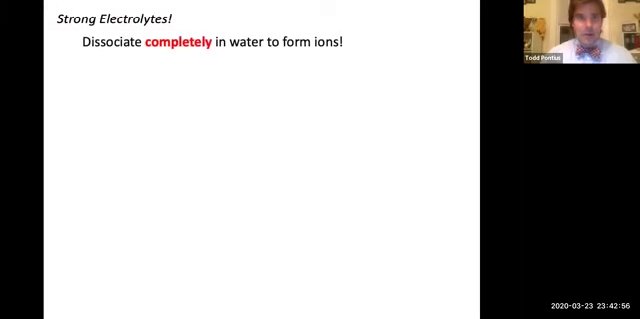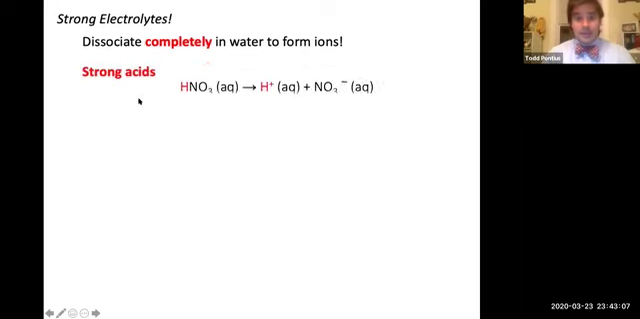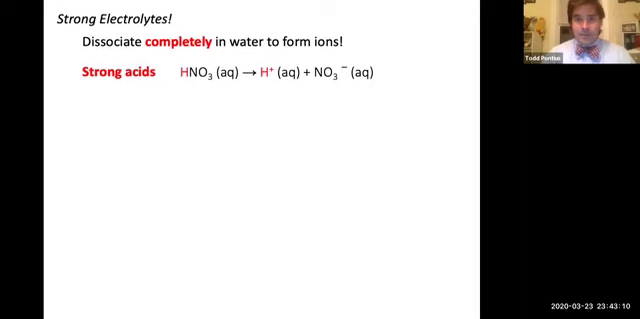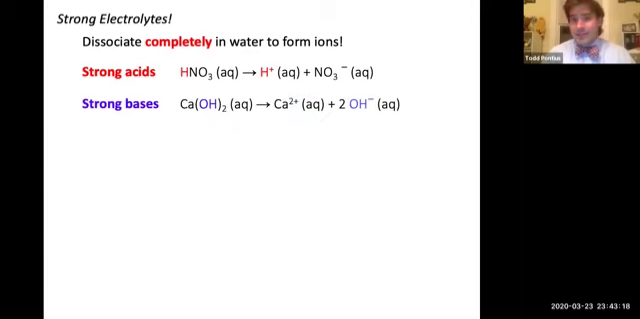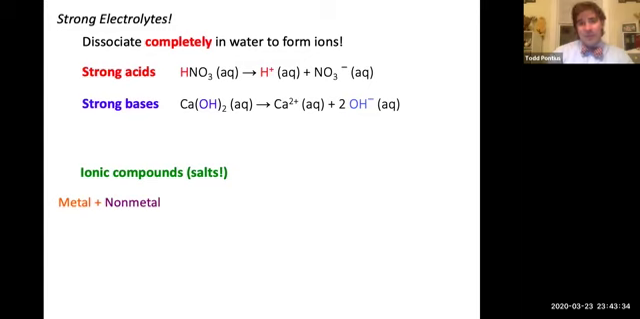Okay, so strong electrolytes dissolve completely in water to form ions. Strong acids, for example, like HNO3, turn into H+ and NO3-. Strong bases, for example, calcium hydroxide, dissociate completely into calcium 2+ and 2 hydroxides. And then the other type of strong electrolyte that you want to be able to recognize: strong acids are strong electrolytes, strong bases are strong electrolytes, and you want to recognize ionic compounds as strong electrolytes. So anytime you have a metal and a non-metal.